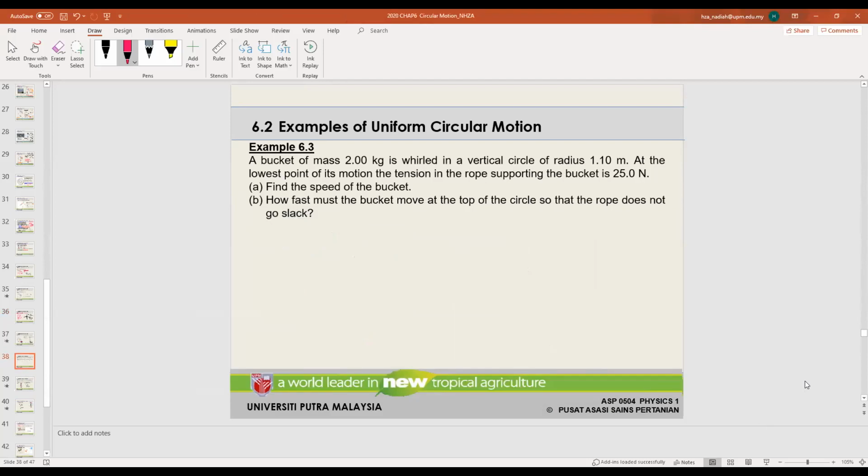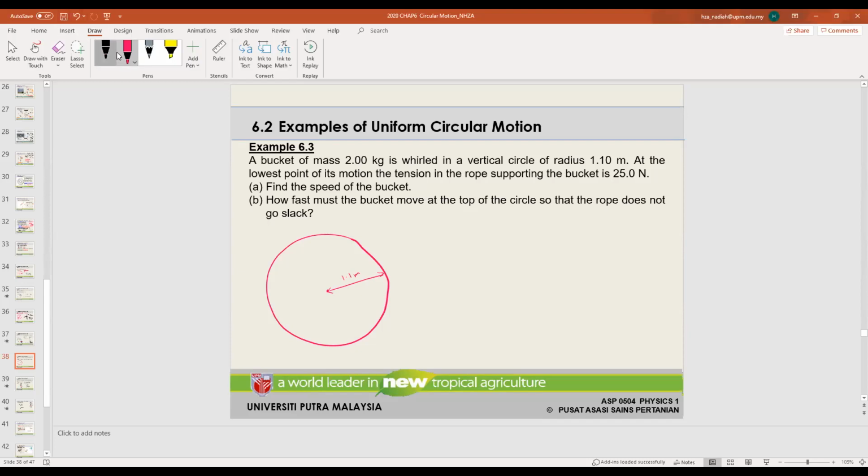Okay. Alright. Next example. A bucket of mass 2 kg is whirled in a vertical circle. Vertical circle means like a Ferris wheel. It is a circle but it is vertical, upright. I mean it is not horizontal. Horizontal is like this. It is vertical. Okay, so a bucket of mass 2 kg is whirled in a vertical circle of radius 1.1 meter. At the lowest point of its motion, the tension in the rope supporting the bucket is 25.